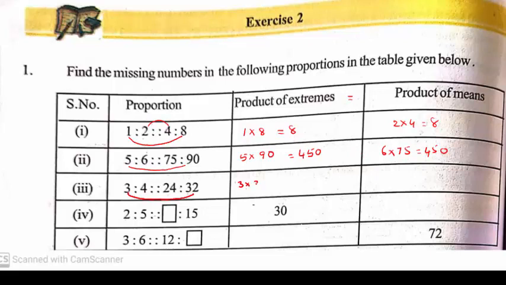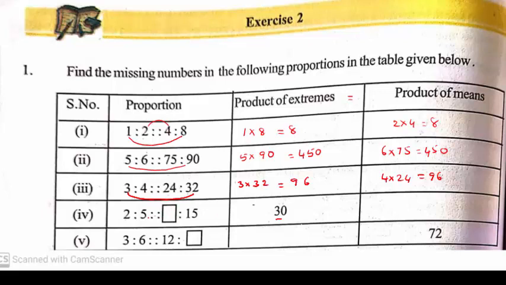The product of extremes 3 and 32 equals 96. The product of means: 4 into 24. 4 twenty-fours are 96. Here these are equal. Next, fourth one. What are the extremes? 2 and 15. 2 fifteens are 30. Here the product of extremes is given.